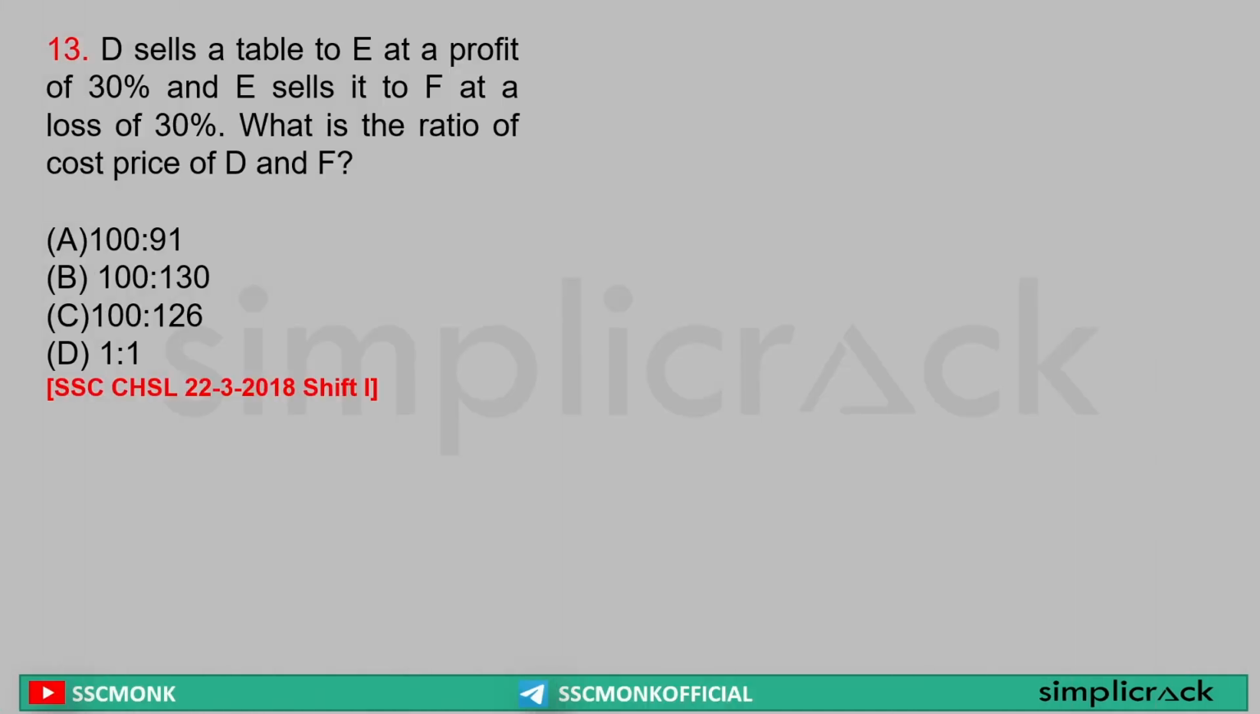E sells to F at a loss of 30%. What is the ratio of cost price of D and F? Sir, very simple. D, E, F. D, let's say cost price was 100. He sold to E at 30% profit. That means at 130 rupees.